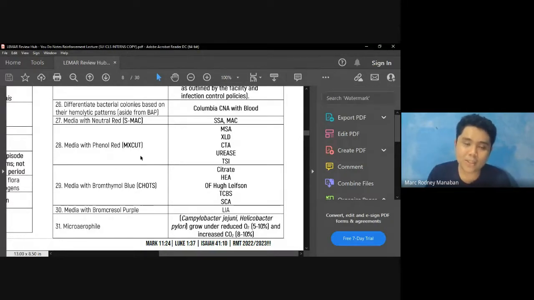Now, microaerophiles, take note, these are organisms that only require a small percentage of oxygen. Which organisms? You have C. jejuni, Campylobacter jejuni, and H. pylori. Whenever microaerophiles are mentioned in your exam or case study, the first organisms that should come to mind are Campylobacter and Helicobacter, because they are microaerophiles. It's in the name, micro, they only need a small amount of oxygen. So as you can see, reduced oxygen and increased carbon dioxide. The gas requirement for microaerophiles is 85% nitrogen, 10% CO2, and 5% oxygen. Take note, the concentration of oxygen is very small. Alright. That's for the microaerophiles.